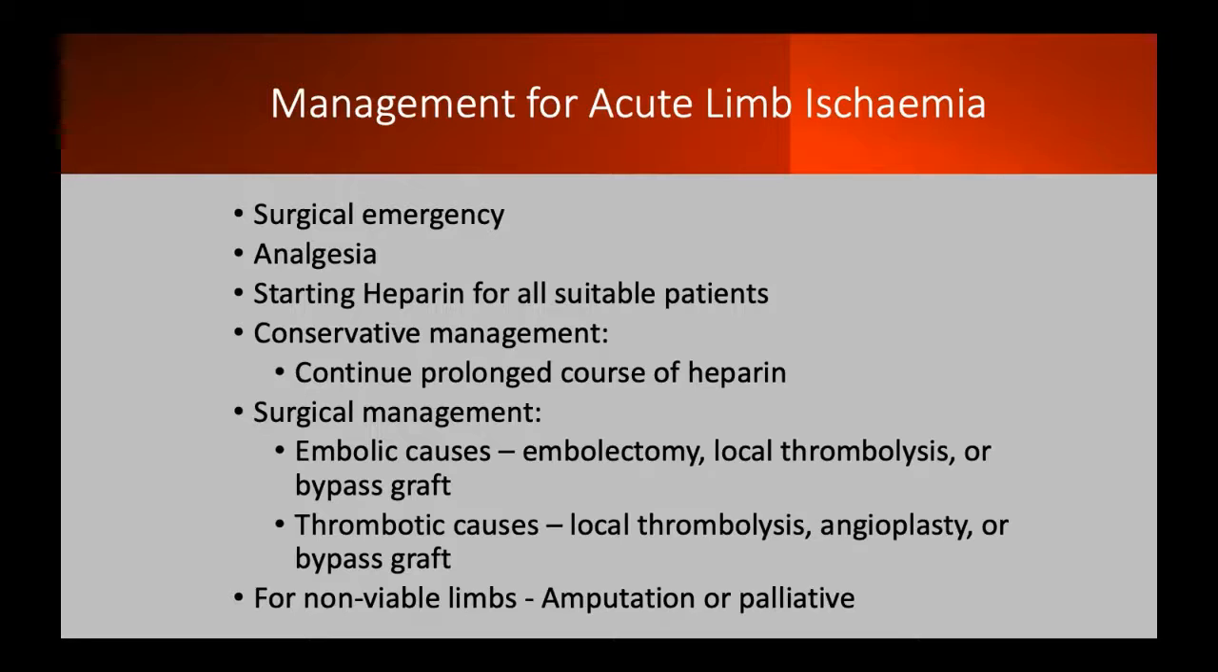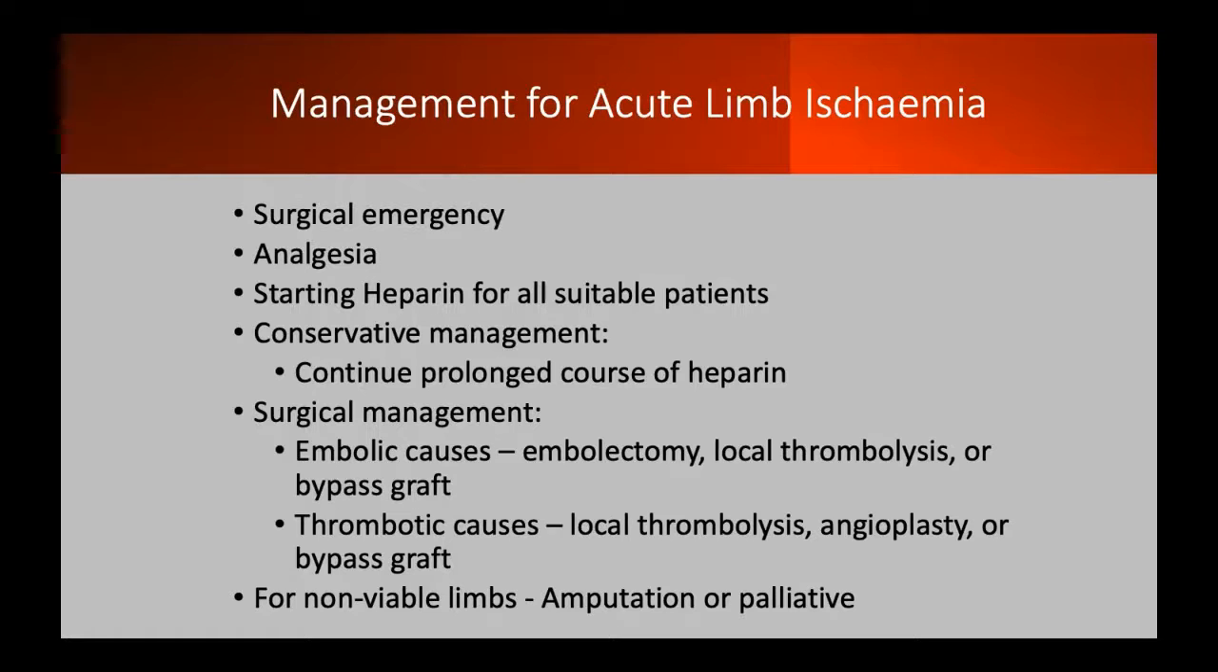Analgesia should be given to support the patient, as well as high flow oxygen, and you make sure that you get adequate IV access, and heparin is started. So in terms of the conservative management, you give prolonged courses of heparin, and you monitor APTT, and you do clinical reviews. And then you get surgical intervention if there isn't any improvement in the conservative management.